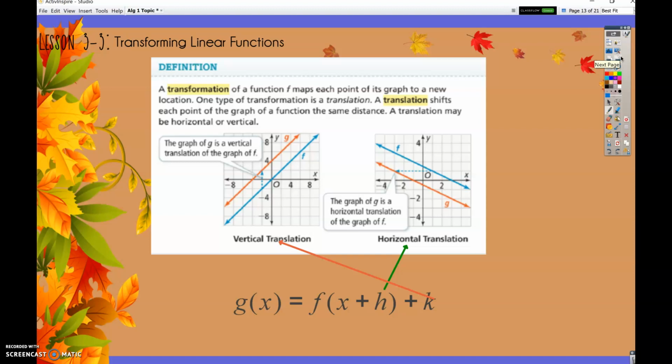Again, a transformation is changing the graph. A translation is a shift: up, down, left, right. So in summary, on this page here, our horizontal translation is the one that changes our input when we add or subtract to our input. Our vertical translation is when we add or subtract to our final answer, our output. We should note that both of these transformations had to do with adding and subtracting.